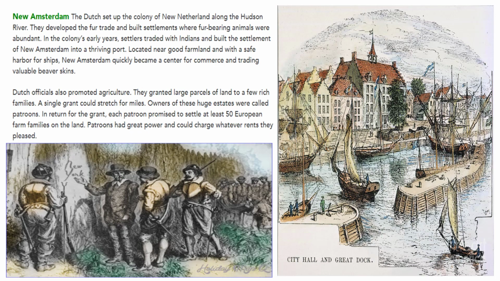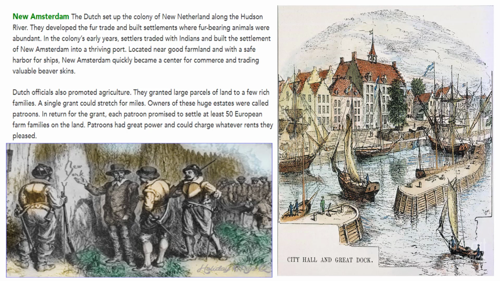New Amsterdam. The Dutch set up the colony of New Netherland along the Hudson River. They developed the fur trade and built settlements where fur-bearing animals were abundant. In the colony's early years, settlers traded with Indians and built the settlement of New Amsterdam into a thriving port. Located near good farmland and with a safe harbor for ships, New Amsterdam quickly became a center for commerce and trading valuable beaver skins. Dutch officials also promoted agriculture.